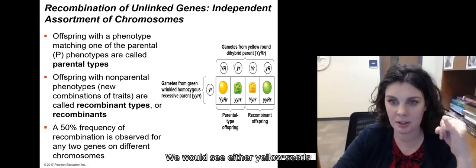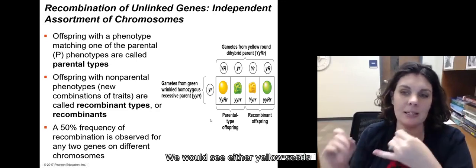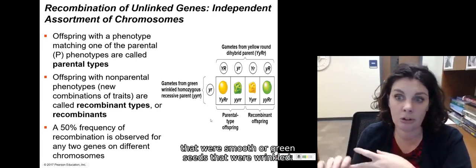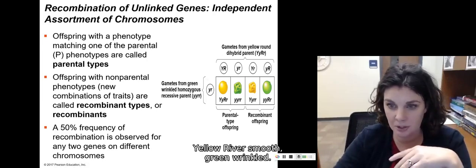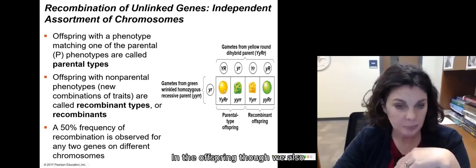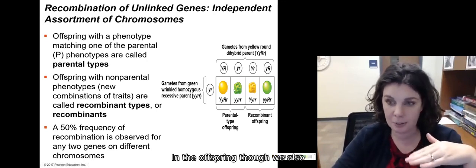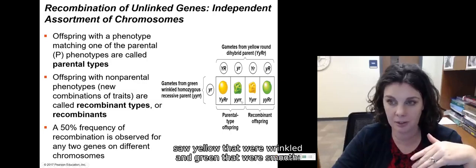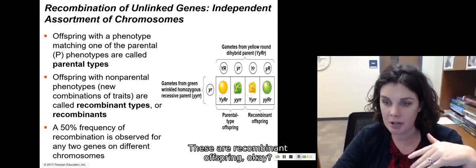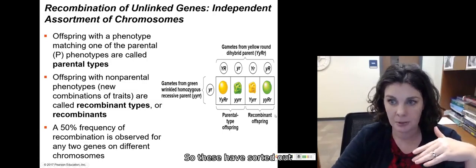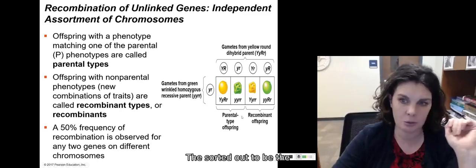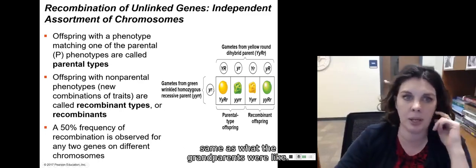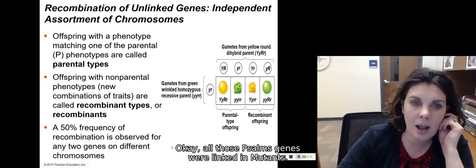In our peas, we would see either yellow seeds that were smooth or green seeds that were wrinkled. These are your two parental types. In the offspring, though, we also saw yellow that were wrinkled and green that were smooth. These are recombinant offspring, okay? These have sorted out differently than what the grandparents were like. The others sorted out to be the same as what the grandparents were like.